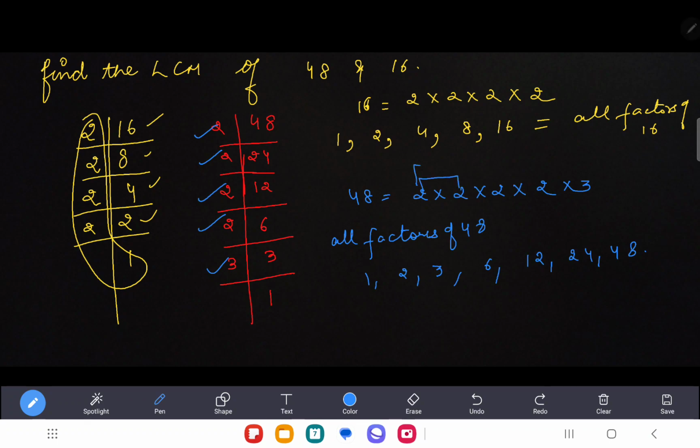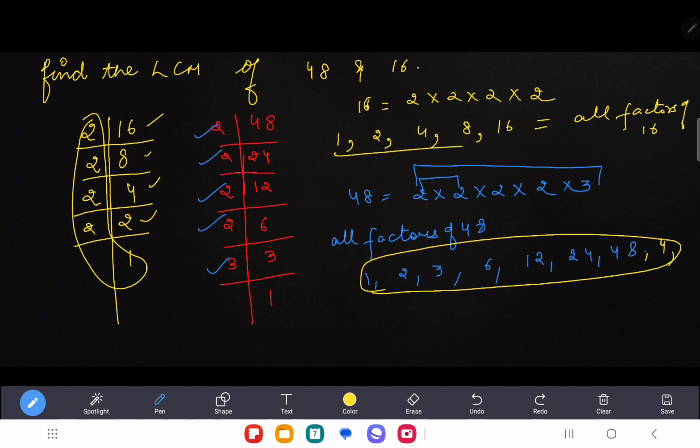Now club it. 2 times 2, 2 times 3. 6 we have written down. 3, 4. 4 we have not written. Oh yeah, 4 we have not written. Right? Any other factor, Adam? No. Are you sure? Okay. So this is how you write down all the possible factors of 48 and all the possible factors of 16.